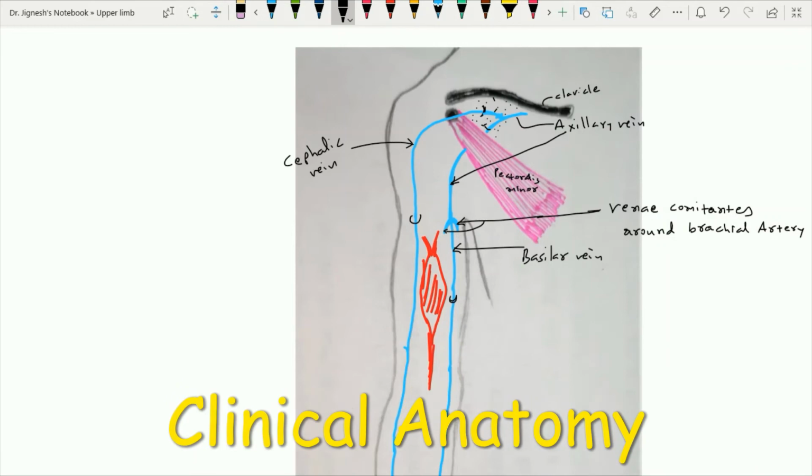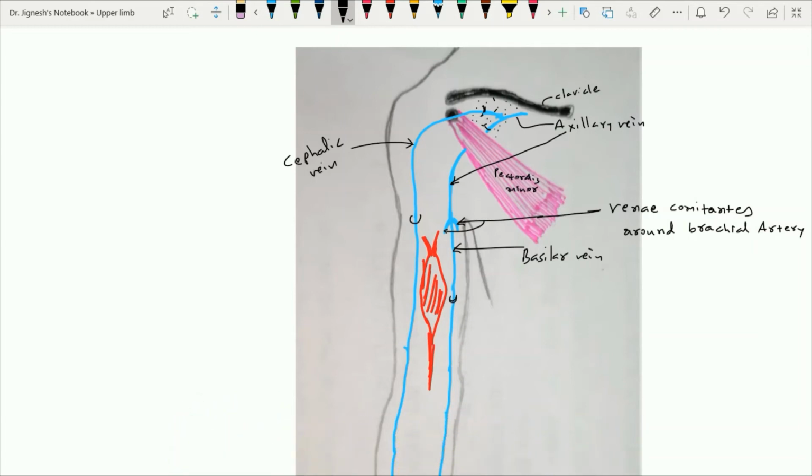Because this basilic vein continues as the axillary vein at the lower border of the teres major muscle, this vein is the preferred vein for cardiac catheterization. This axillary vein continues as the subclavian vein at the outer border of the first rib.